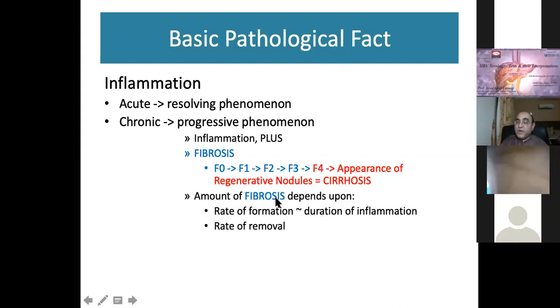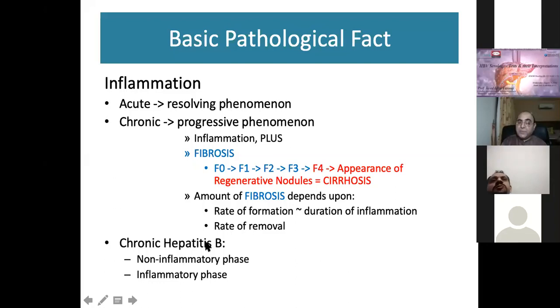The amount of fibrosis, as we know from pathology, depends upon the rate of formation and the rate of removal by the natural mechanisms. If the formation is greater than the removal, with the passage of time we get a gradually increasing amount of fibrous tissue in the liver, and this formation depends upon the duration of the inflammation. This is a very basic point when I discuss the serological tests and their interpretation. This is very important to know.